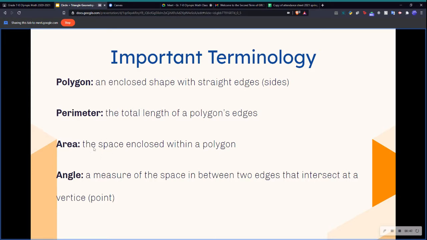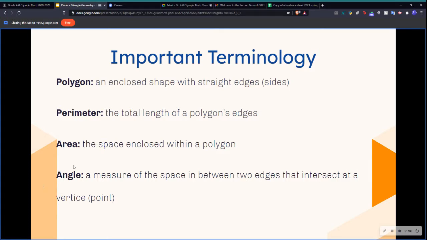The third term we have here is the area. Area is basically the shape enclosed within a polygon. So say you took the square again, the area is just the space inside the square. I use the word area in there, but you get what I mean. And there's usually a formula to calculate the area of a specific polygon. So for a square, you just multiply the base by its height.